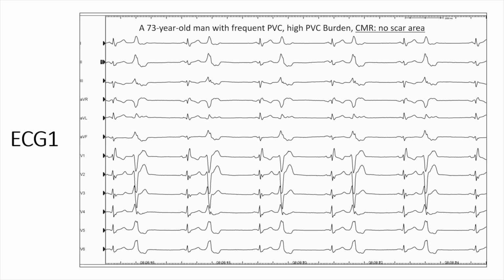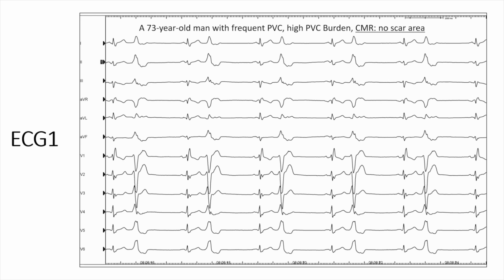Then we look closer and we see that there is a notching in the inferior wall, and also lead 1 is positive. It means the PVC origin should be somewhere in the free wall of the RVOT, most probably the posterior part of the free wall. But when we look closer at aVL, we see that the aVL is positive, and it means that the PVC originates from the lower part of the free wall of the RVOT.